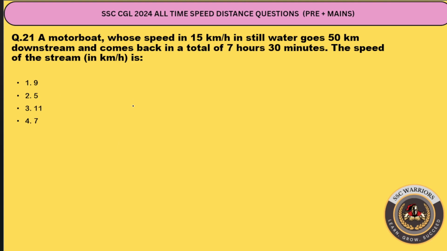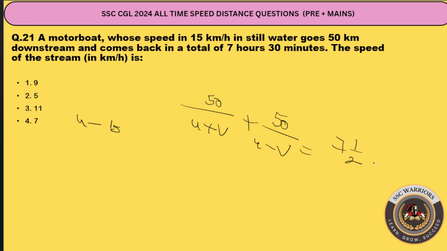Now, a motorboat whose speed is 15 kilometers per hour in still water, that is, u is given as 15. It goes 50 kilometers downstream, so u plus v, and 50 kilometers upstream, that is u minus v, in 7 and 1 by 2 hours. So the speed of the stream.